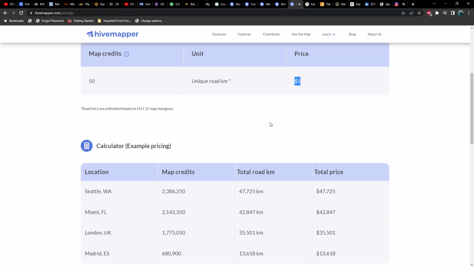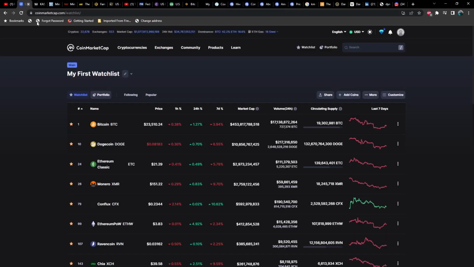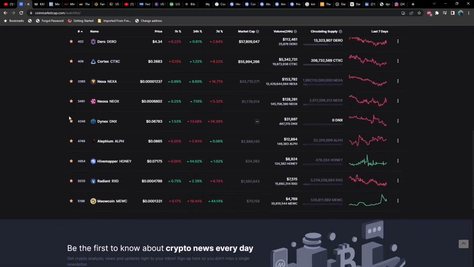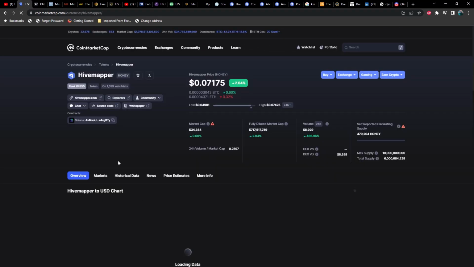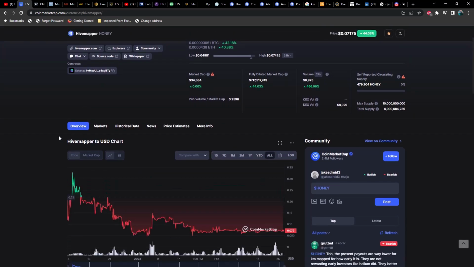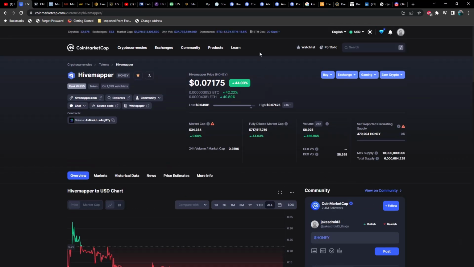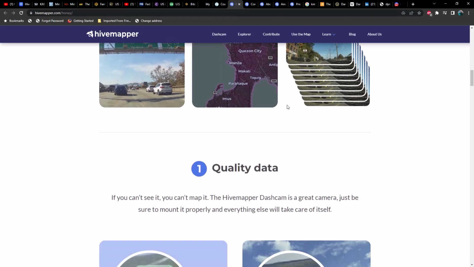So, one thing that's going to affect this obviously is the price of the coin. Let's go ahead and take a look at the price of the coin real quick. Right now we're up about 44% over the last 24 hours, but let's zoom out here. It launched at roughly 22 cents, got all the way up to 32 cents, and we're currently sitting at about 7 cents. So obviously that's going to affect your profitability here.